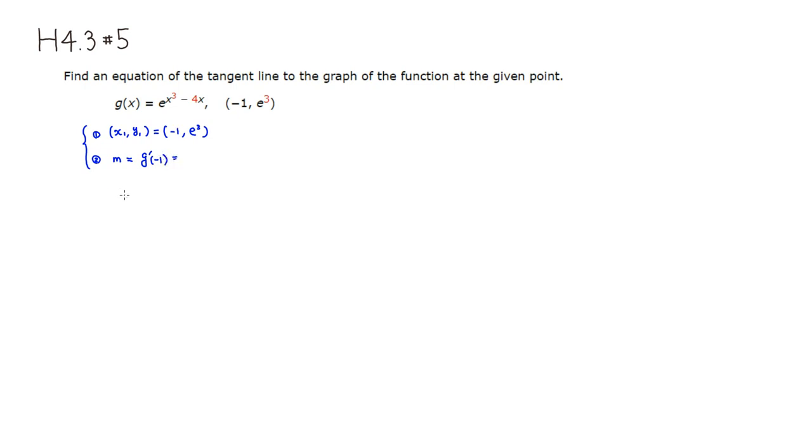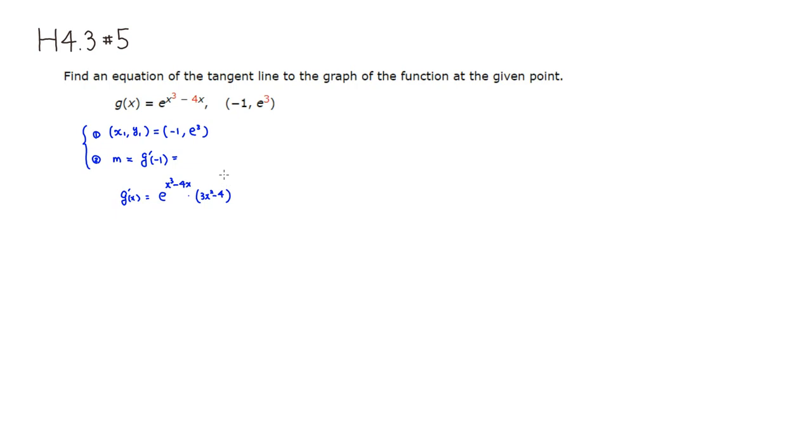Let's find the derivative. g prime of x is equal to, when you have an exponential function, the derivative is always to copy exactly the same thing first, then multiply by the derivative of the power. So the derivative of that would be 3x squared minus 4.